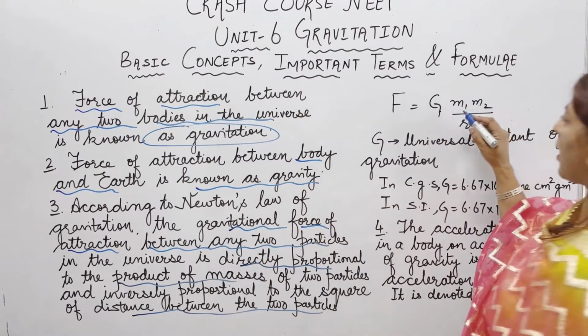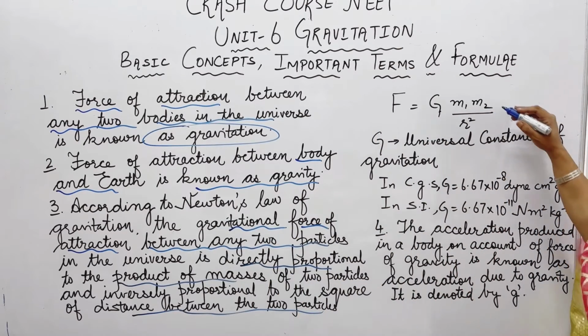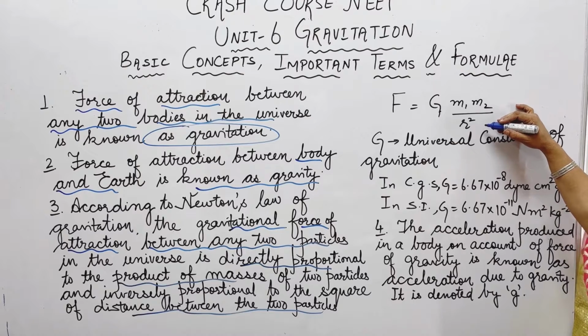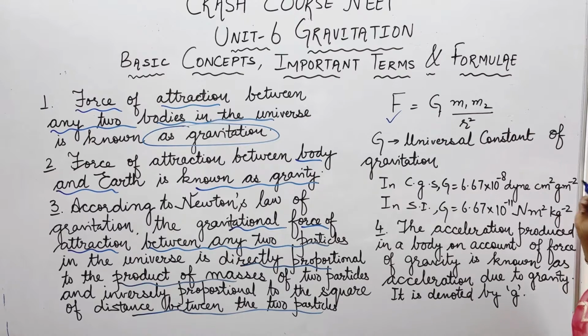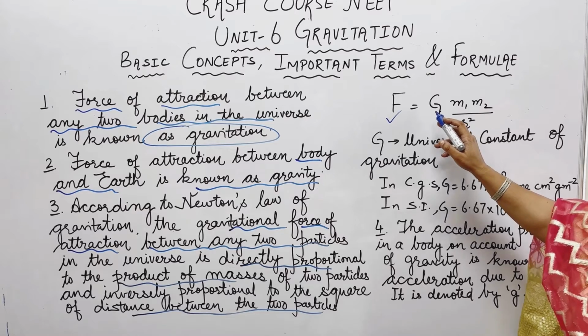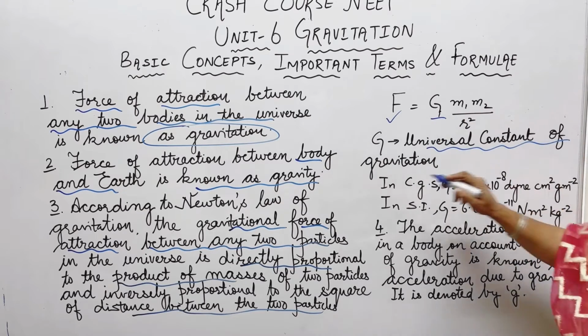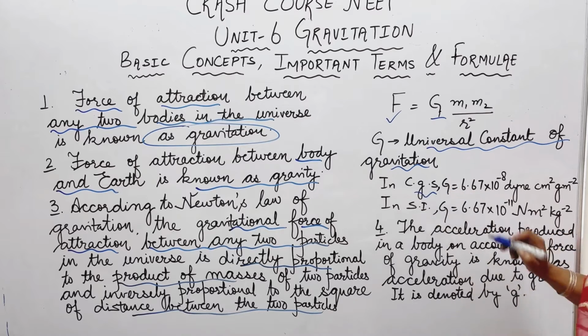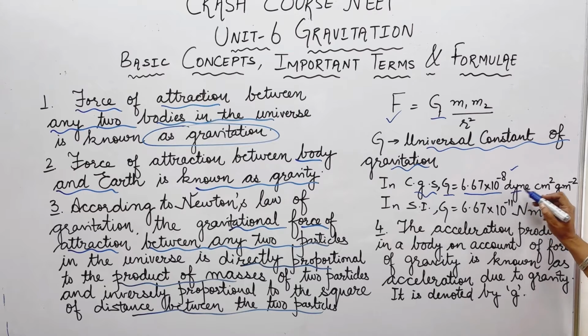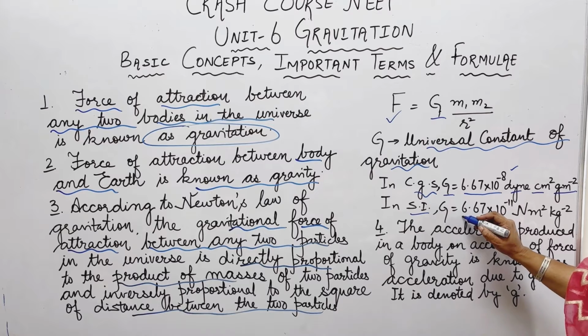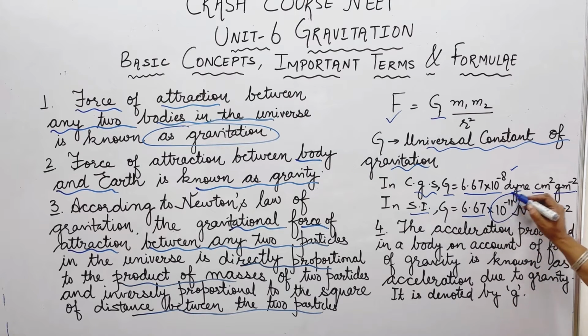If m1 and m2 are the two bodies having masses, and r is the distance between m1 and m2, then this force of gravitation is directly proportional to the product of the masses and inversely proportional to the square of the distance between them. And G is the universal constant of gravitation. In the CGS system, the value of G is 6.67 into 10 power minus 8 dyne centimeter square per gram square. In the SI system, it is 6.67 into 10 power minus 11 Newton meter square per kg square.